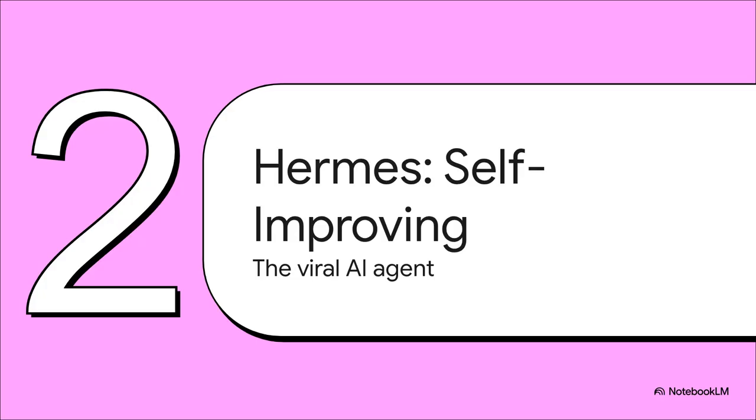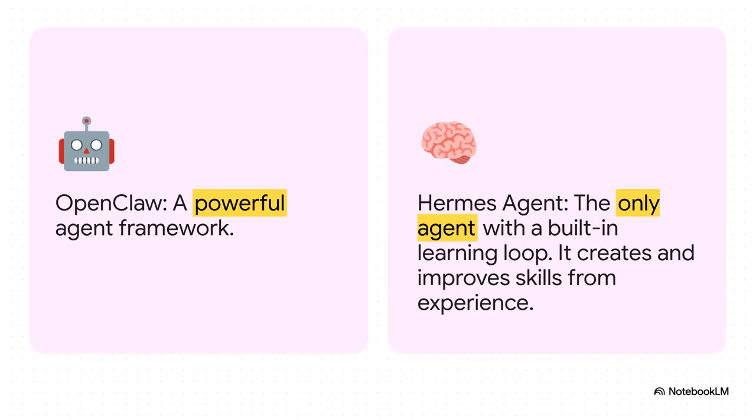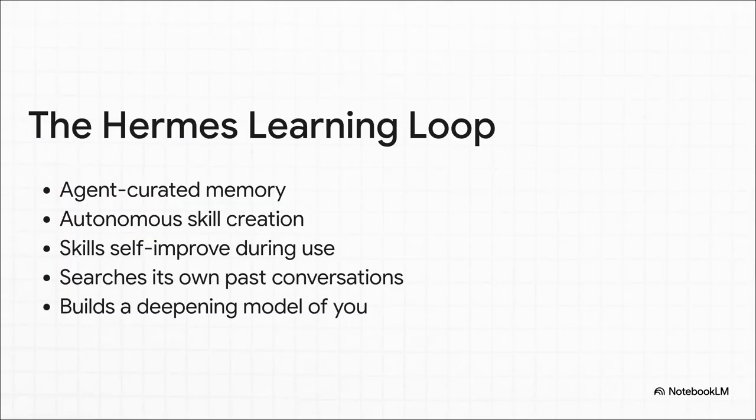All right, let's move on to our next project, Hermes, which kind of builds on this idea of a personal AI agent. This framework went absolutely mega viral almost overnight, and it offers a really compelling alternative to some other popular agent frameworks out there. So what's the big difference? Well, the key thing here is its built-in learning loop. You see, unlike other frameworks that just execute tasks, Hermes is actually designed to learn from its experience and get better over time.